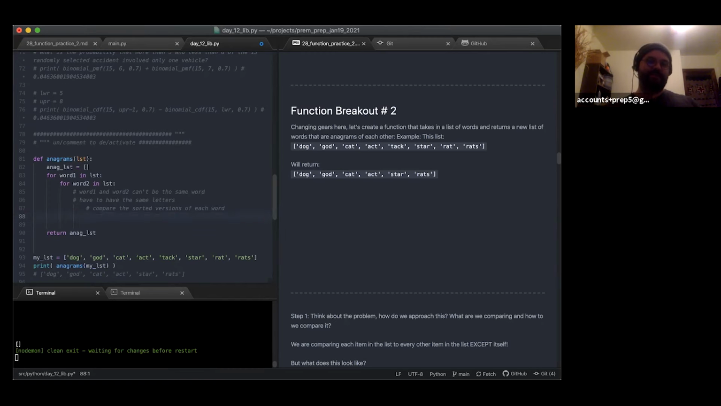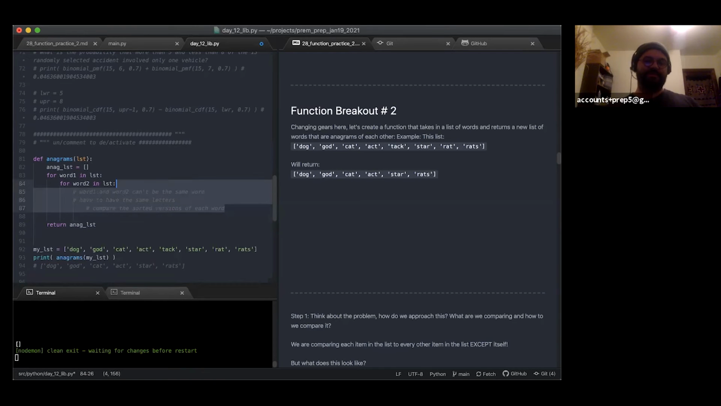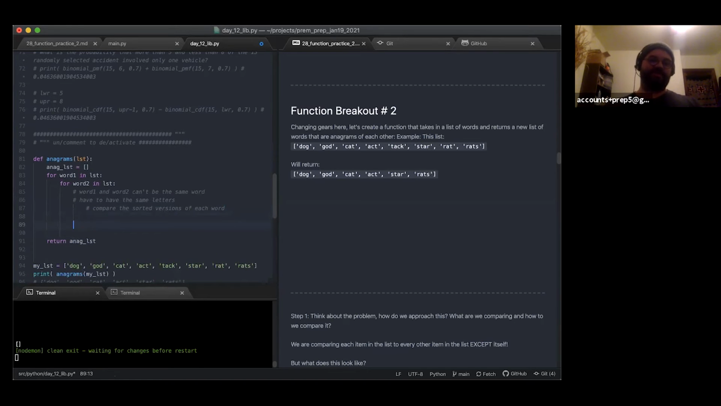Yeah, that'll do for now. So this is our criteria. The word 1 and word 2 can't be the same, and they have to have the same letters, which we can verify by comparing their sorted forms. There's another step we can take, but it's sort of secondary to these. So we'll start with this and go from there.